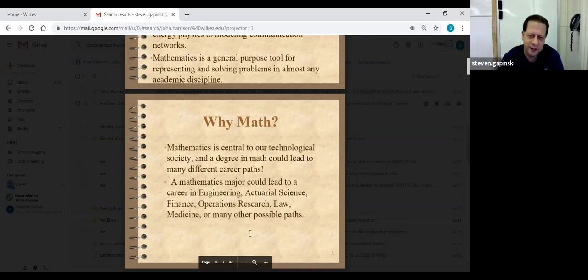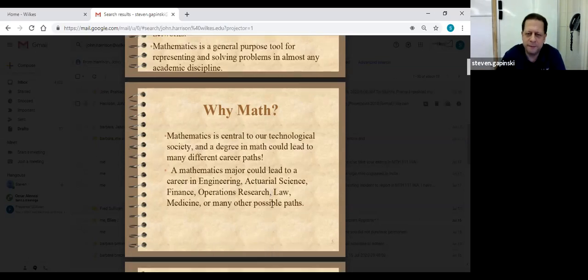Okay, you have to actually take exams in order to do that. But those types of jobs are also very, very popular with a math degree.